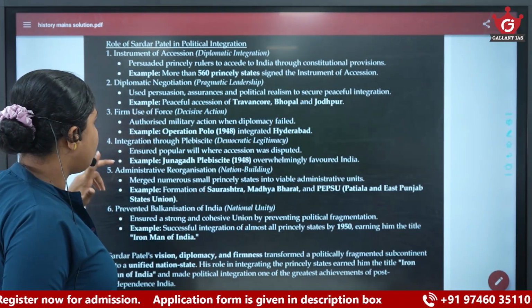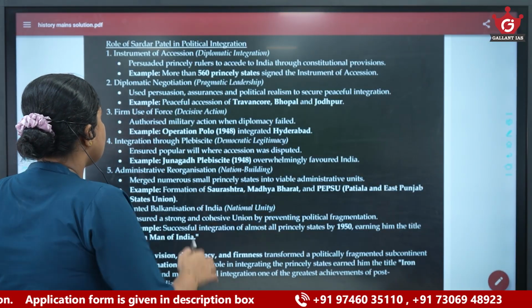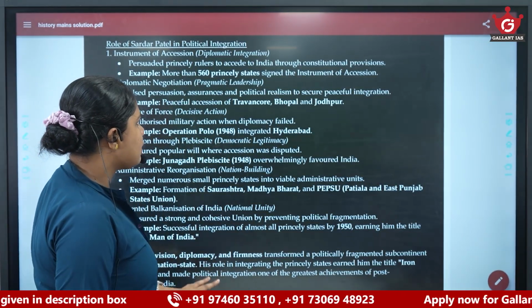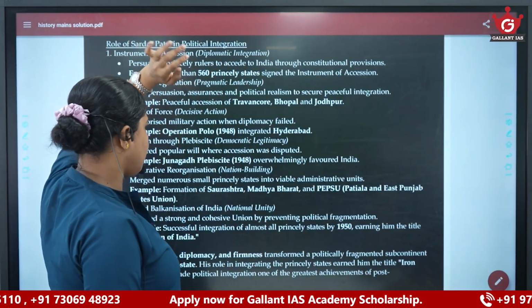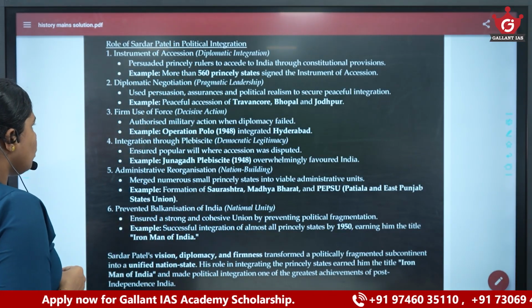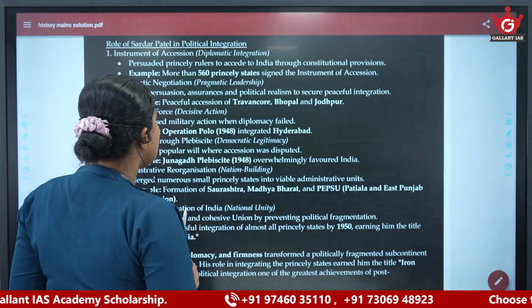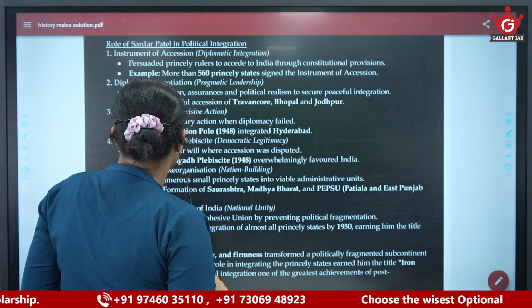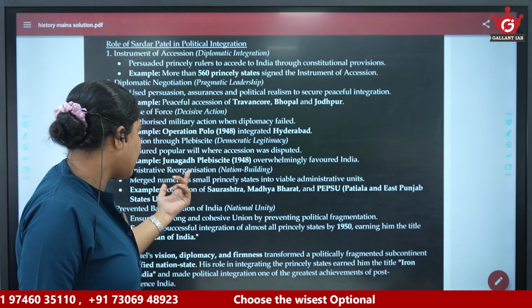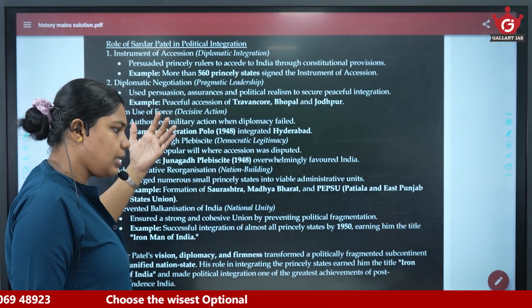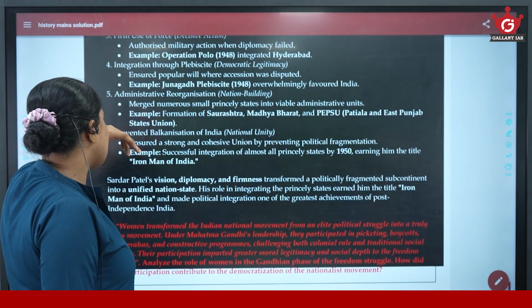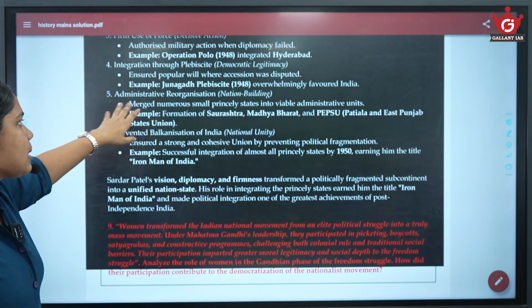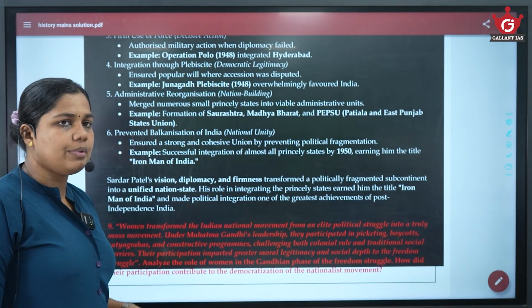Next is a firm use of police force. He authorized military action when diplomacy failed, like Operation Polo, how the police force was used to integrate Hyderabad. Next is the integration through plebiscite, that is the democratic legitimacy. You can mention the Junagadh case, how it was integrated to India. Next is the administrative reorganization, like merging numerous small princely states into a viable administrative unit.